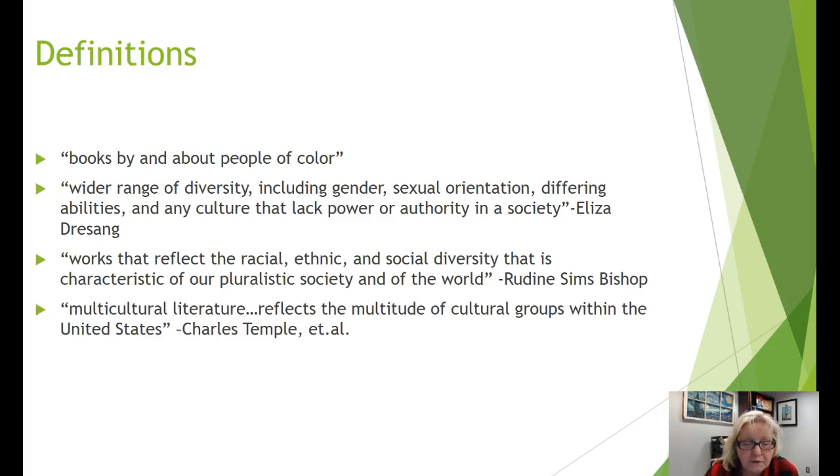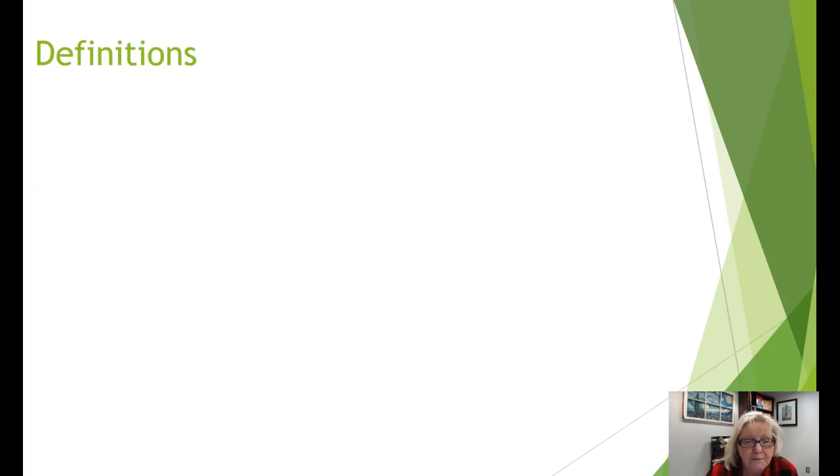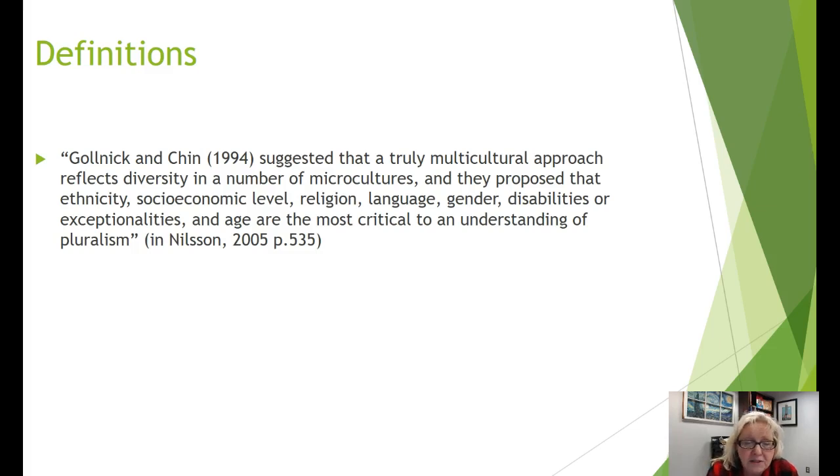Charles Temple et al. called multicultural literature literature that reflects the multitude of cultural groups within the United States. And as we know, there's quite a few different cultural groups within the United States. And finally, Galda and Cullinan suggest that a truly multicultural approach reflects diversity in a number of microcultures, and they propose that ethnicity, socioeconomic level, religion, language, gender, disabilities or exceptionalities, so whether you're learning disabled or gifted, and age are most critical to an understanding of pluralism.